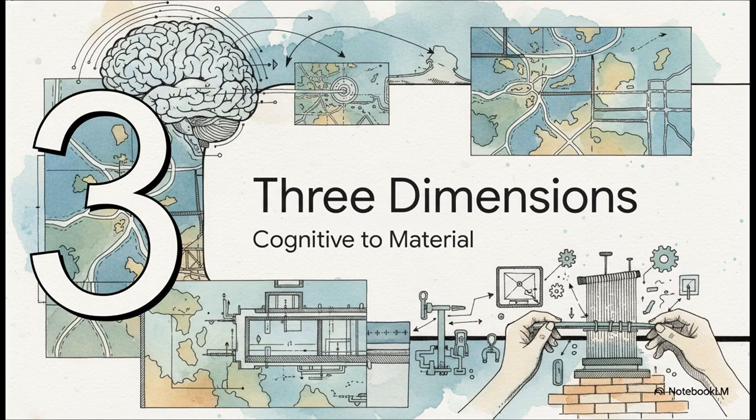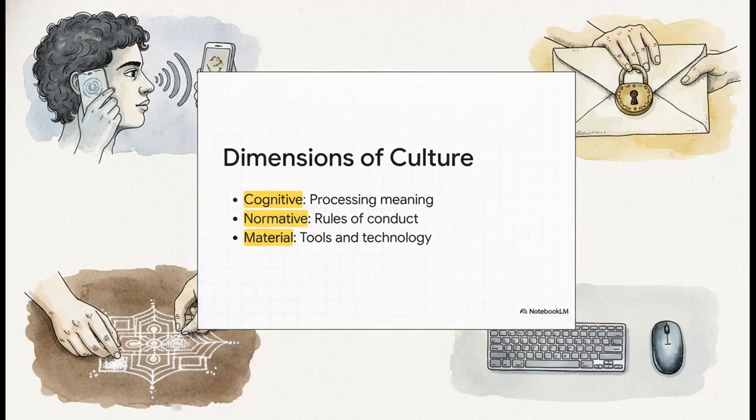Let's zoom in and look at the actual construction of these maps. Sociologists generally break culture down into three distinct dimensions. First, there's the cognitive dimension. That's how we process information to give it meaning, like instantly recognizing your specific cell phone ringtone in a crowded room. Then there's the normative dimension, which is all about our rules of conduct, like knowing you really shouldn't open someone else's mail. And finally, the material dimension.